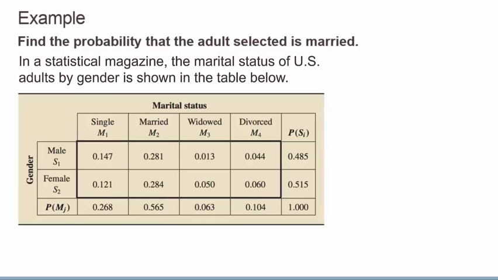So now we're ready to answer our question. We want to find the probability that the adult selected is married. So the probability that the person selected is married, P(married), is the total probability for the column married, which is 0.565.